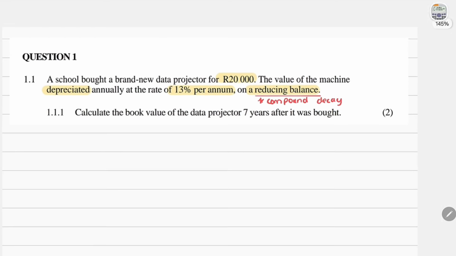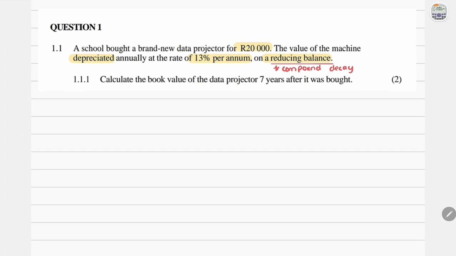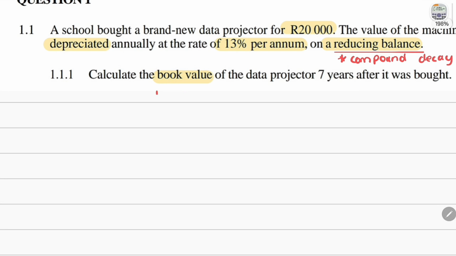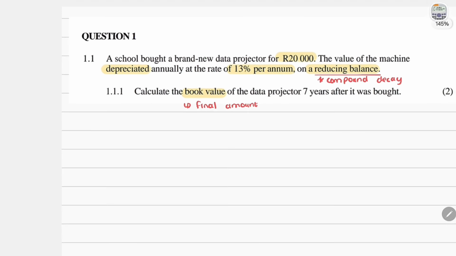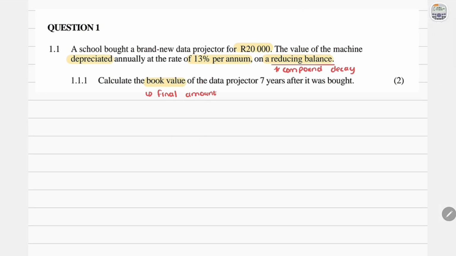So we can see that a machine is bought for 20k, it depreciates, and so question 1.1.1 says calculate the book value of the data projector 7 years after it was bought. The book value just means the final amount. Another word for this is scrap value. So we know that we are starting off with 20,000, so this is where we start, and we end off with this amount and it's for 13%. The question is to calculate the final amount after 7 years.